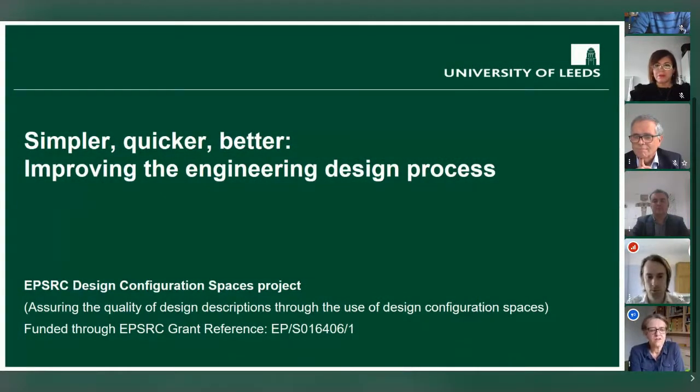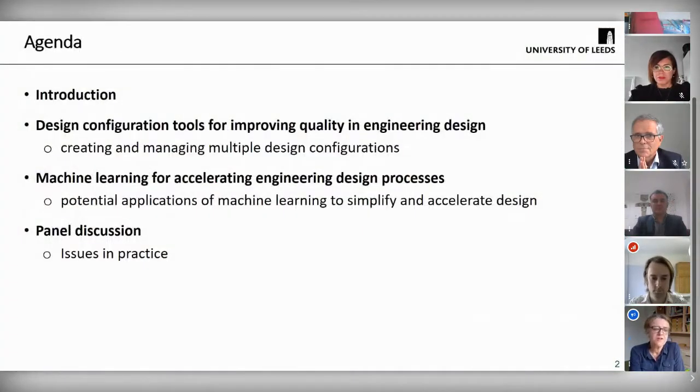So the webinar is called Simpler, Quicker, Better, and really it's around how we improve the engineering design process. And the project is on design configuration spaces, which is around how we manage multiple bills of materials and other design descriptions within the product development process. Next slide, please. So we'll start with this brief introduction, and then we're going to demonstrate two pieces of software that we've been developing in the project. The first one is tools for managing and creating multiple bills of materials for a given design description. And the purpose of that is to improve the quality of the design descriptions within engineering design. And secondly, we'll be looking at a potential application for machine learning, where the goal is to accelerate the engineering design process. And finally, we'll finish with the panel discussion.